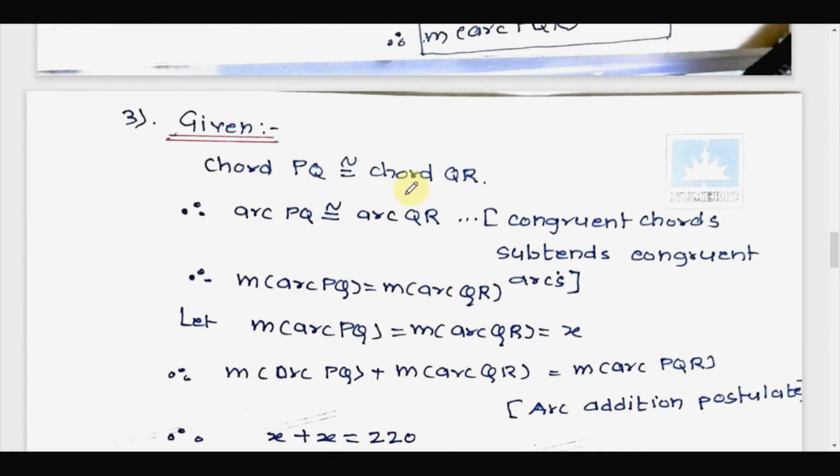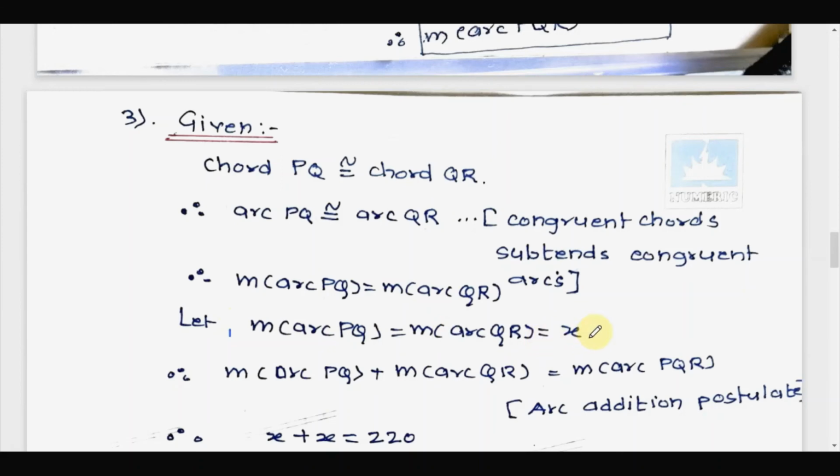So chord PQ congruent to chord QR, correct? Now arc PQ congruent to arc QR. Why? What is the reason? Congruent chords subtend congruent arcs. This is very important. Alright. Now, so therefore what happens? If the arcs are congruent, means their measures are also equal. So major arc PQ is equal to major arc QR. So now let us assume that these two arcs are equal to x. So let major arc PQ be equal to major arc QR, equal to x.